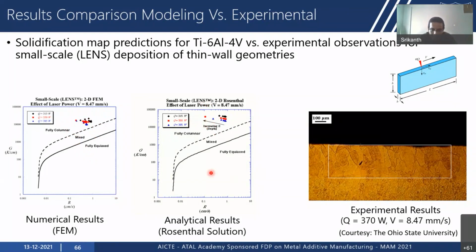So the important takeaway from here is that the Rosenthal results can give insights into trends in the grain morphology, even though they are making several assumptions. The advantage of the Rosenthal solution is that you can get the results in a matter of a few minutes to an hour, compared to the FEM or the actual experiments, which can take days to look at the morphology.